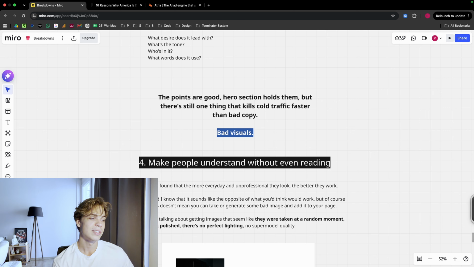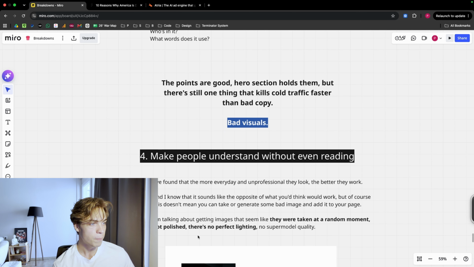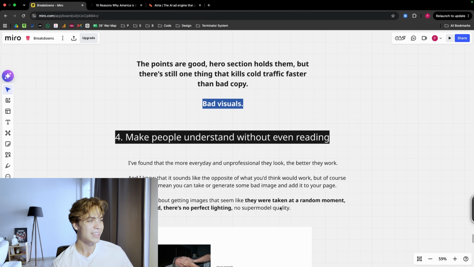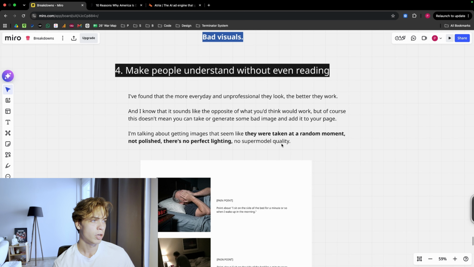But of course, this doesn't mean that you can take or generate some bad images and add them to your page. I'm talking about getting images that seem like they were taken at a random moment, not polished, with no perfect lighting, no supermodel quality or whatever.